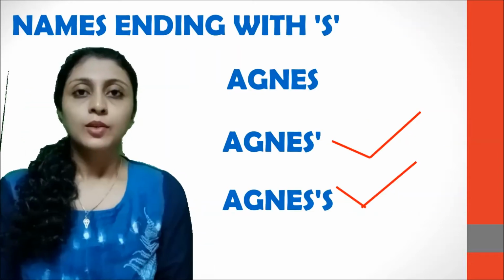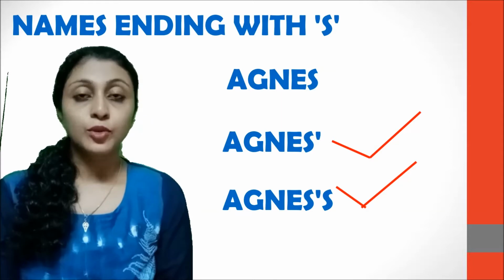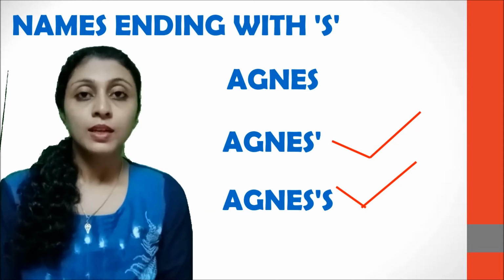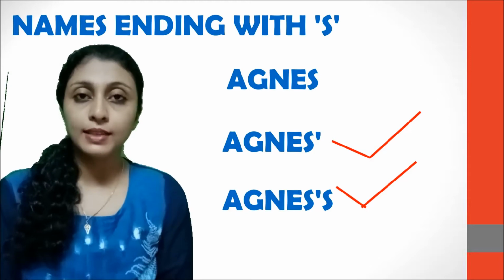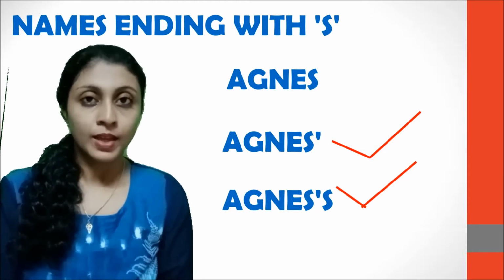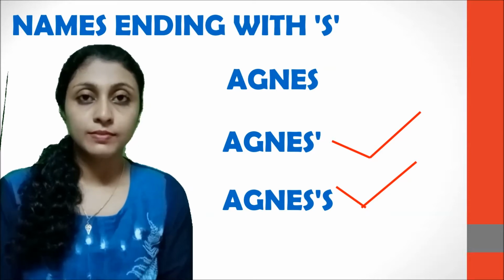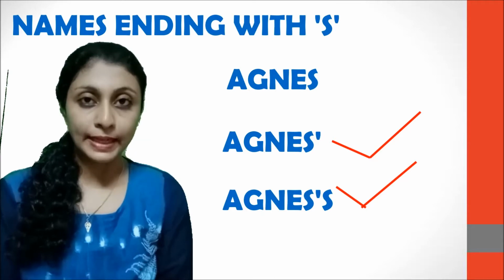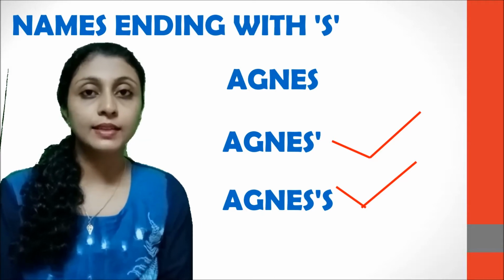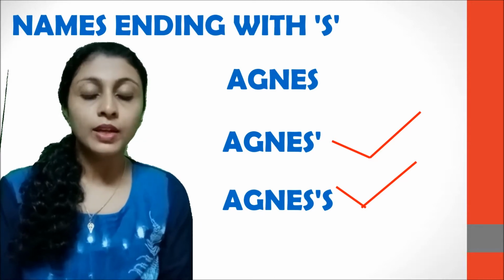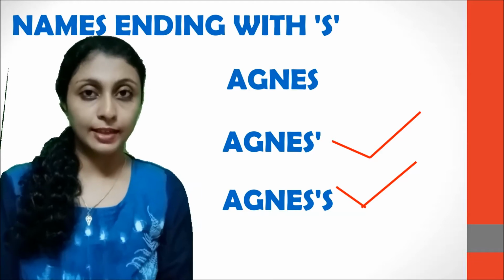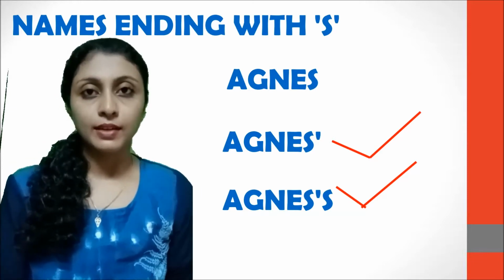When we have to show possession for names ending with S, there are two ways to write it. Let's take an example of the name Agnes. It's a name ending with S. So when we need to show possession, you can either put the apostrophe after the whole name, which is Agnes, and then the apostrophe. Or you can write the whole name itself, then the apostrophe, and then the S again. Both these forms are correct.